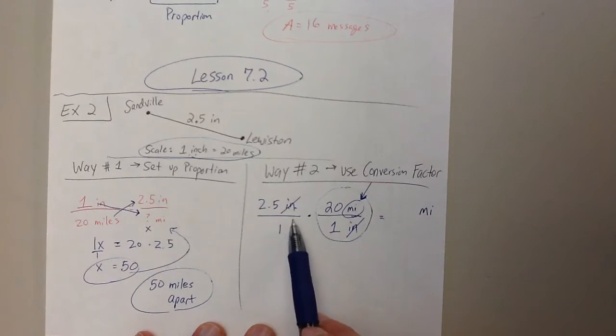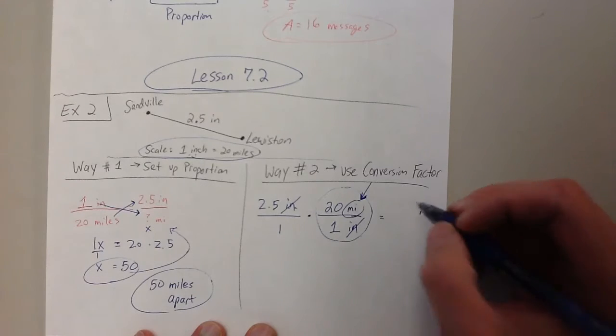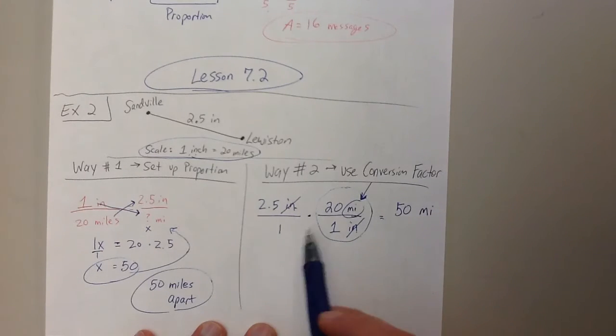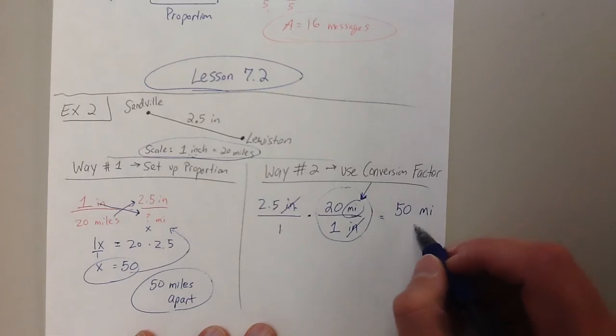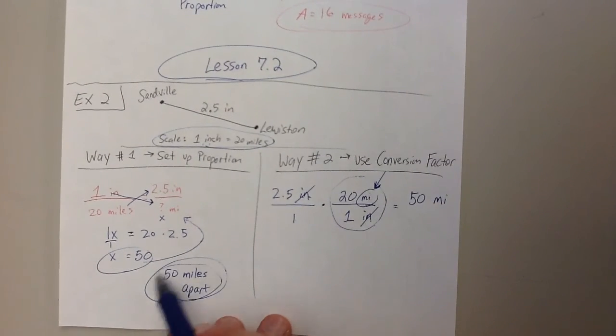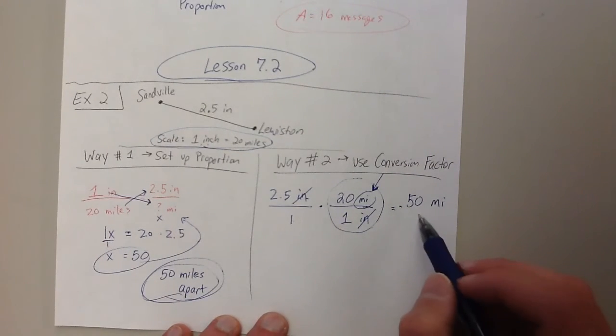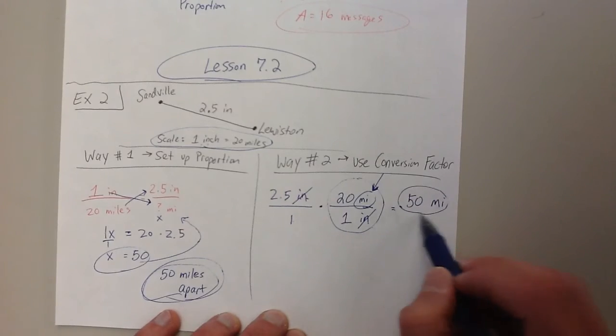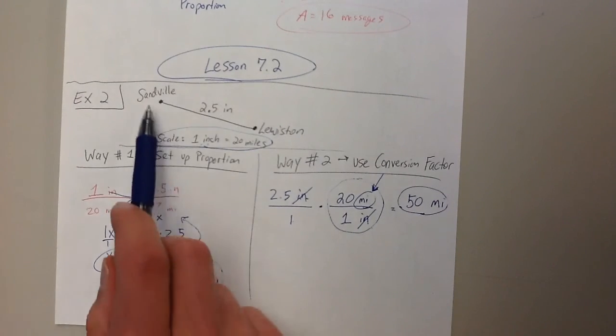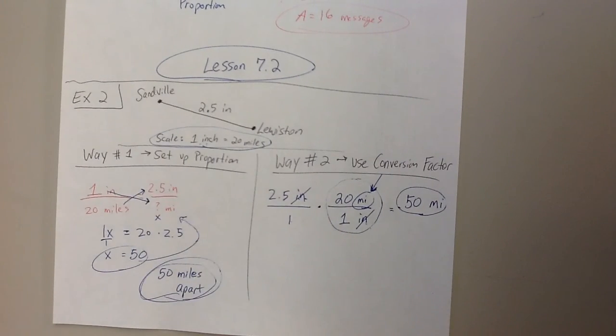Now I multiply the numerators. 2.5 times 20 will give me 50. And the bottom, 1 times 1 is 1, so my denominator is 1, so I don't really need it. Just like I found here, the 2 towns are 50 miles apart by using a proportion and cross-multiplying and dividing. Here I use a conversion factor, and again I find the distance between these 2 towns given this scale is 50 miles.